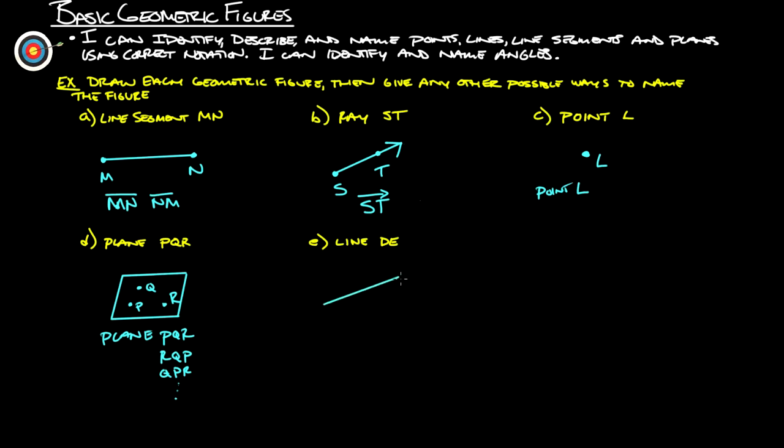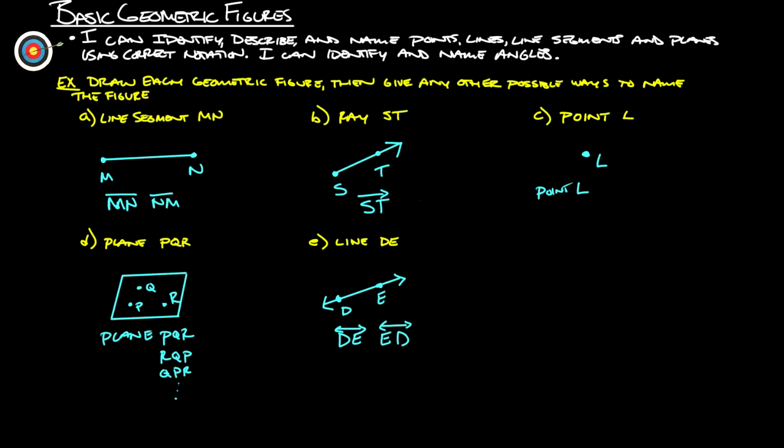Okay, and then we've got line DE, not line segment, but line DE. So draw a line that has no beginning and no end. And we can put, say, a D there and an E there. We would show that it's a line by writing DE with the line symbol over the top. Or, again, since it doesn't matter which one you start with, we could also name this ED as well.